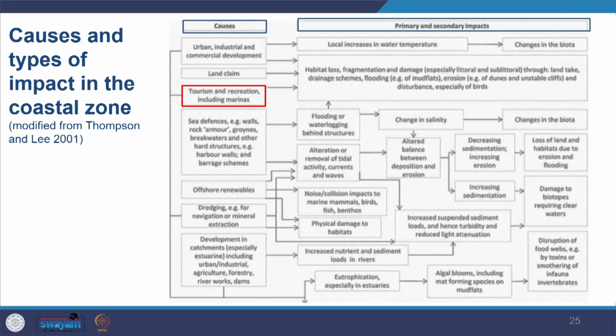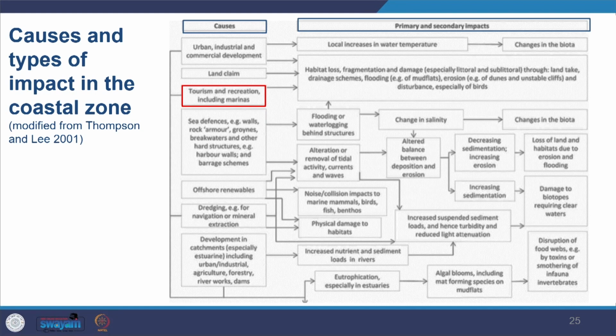And because of a lot of infrastructure development, like jetties and other things you develop there, it also increases the disturbance pressure created over the wildlife, especially birds, and they rely a lot on undisturbed sites for feeding purposes. So those disturbances happen.